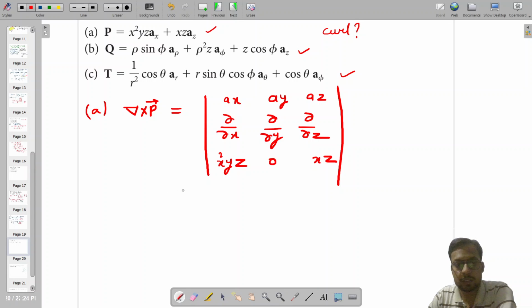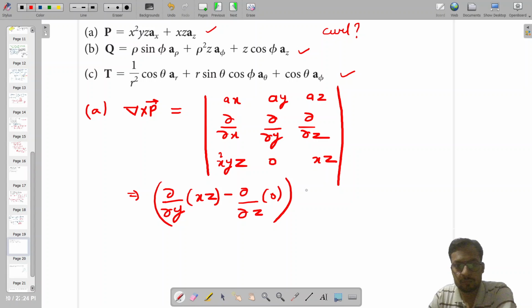Expanding it, it will give del upon del y of xz minus del upon del z of 0, along ax. So this will be 0 minus 0, so the ax component is 0.